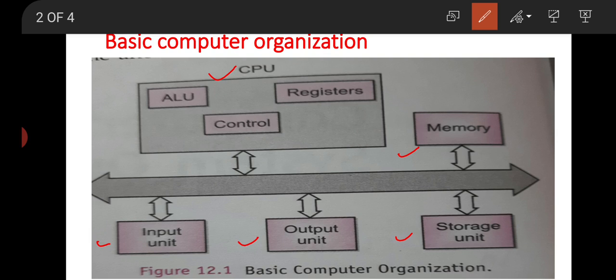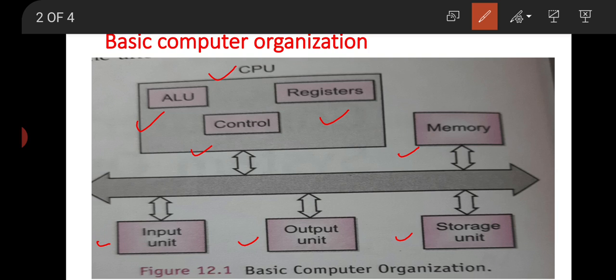In the CPU there are three parts or components. The first one is the ALU, the second one is the register, and the third one is the control unit. ALU is the arithmetic logic unit. That means the ALU performs arithmetic and logical operations. All the mathematical and logical operations will be performed by the ALU.